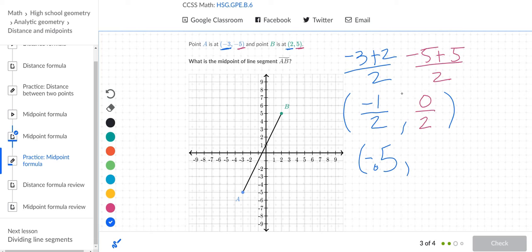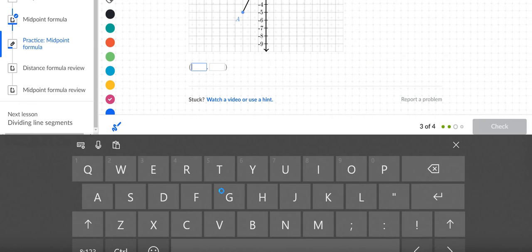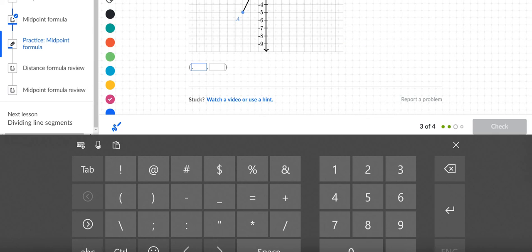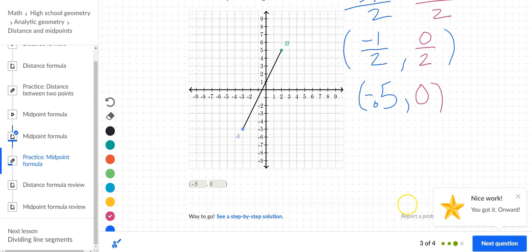And again, this is a coordinate. And then 0 divided by 2 is 0. So negative 0.5. And I'm going to try it out with decimals and see if it lets me input decimals. I believe that was a negative. Be careful with your negatives that you don't forget them, or else it will mark you wrong. Okay.